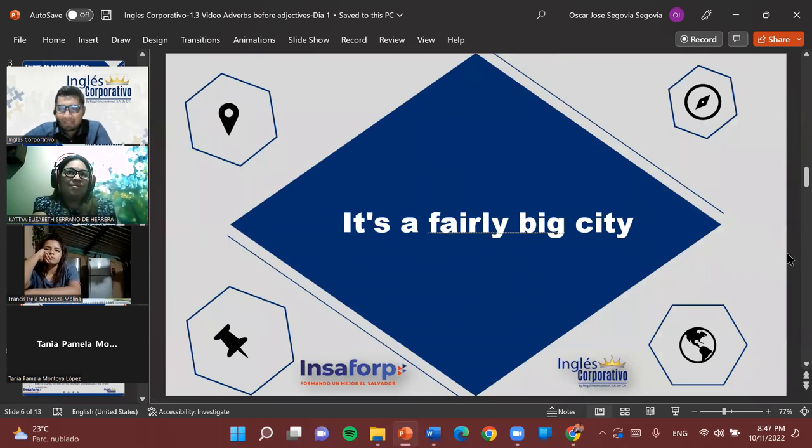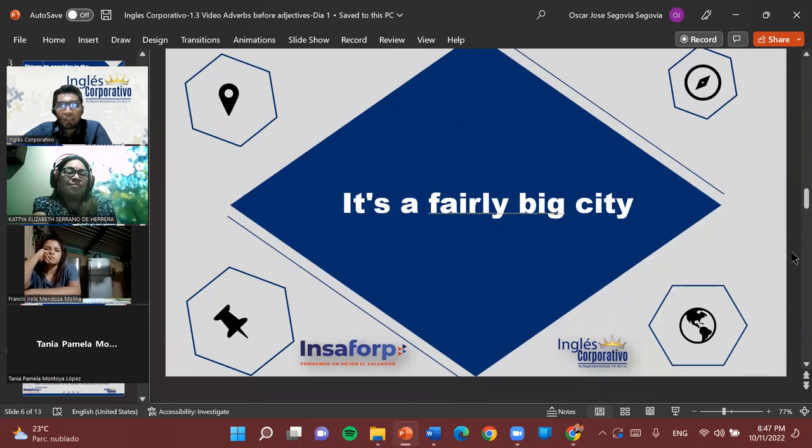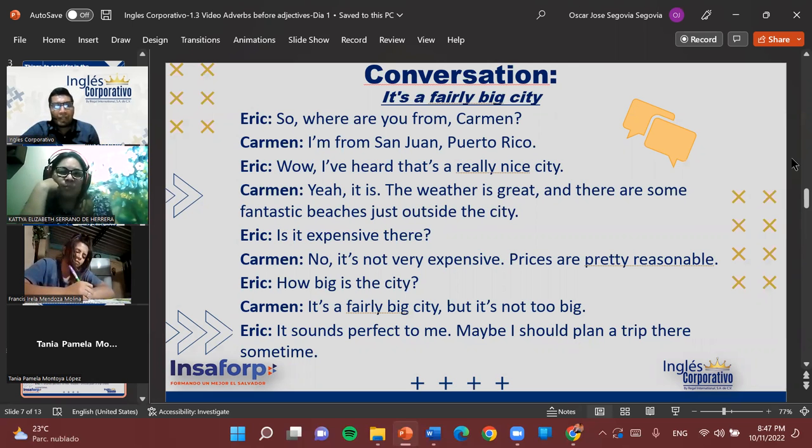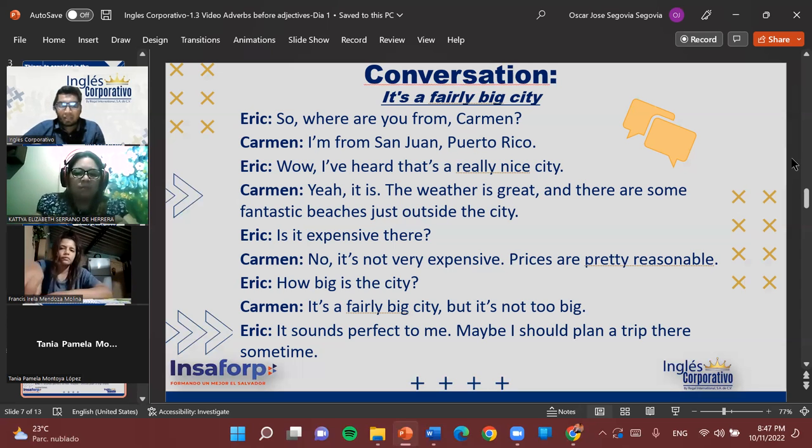It's a fairly big city. So we're going to be dealing with, well, it's a conversation. This is the first thing we have. But we're going to be dealing with adverbs. Adverbs that come before adjectives. If some of you guys have already taken the time to go ahead and check on the platform, you will see that this is the first topic. And we're going to be covering this specific situation. How an adverb before an adjective can make a change on the meaning in the sentence.